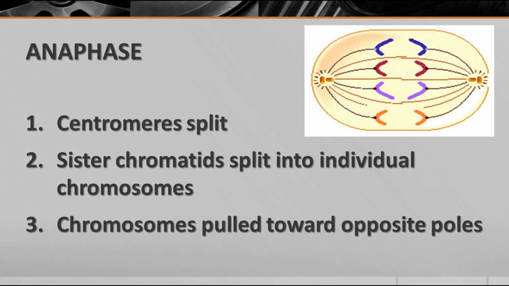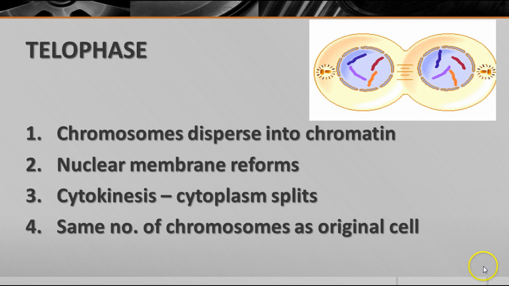And this is usually the fastest phase of mitosis. It happens pretty quickly. So the centromere splits, the chromatids separate into separate chromosomes, and then they're pulled toward the opposite poles of the cell. Meanwhile, the cell elongates, getting ready for the next part. And the next phase is called telophase.